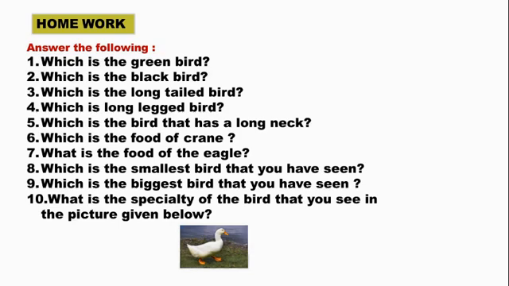So now the time for homework. First one is, which is the green bird, which is the black bird, which is the long-tailed bird, which is the long-legged bird, which is the bird that has a long neck, what is the food of the crane, what is the food of the eagle, which is the smallest bird that you have seen, which is the biggest bird that you have seen, what is the specialty of the bird that you see in the picture given below. So children, these questions you need to write in the homework book.